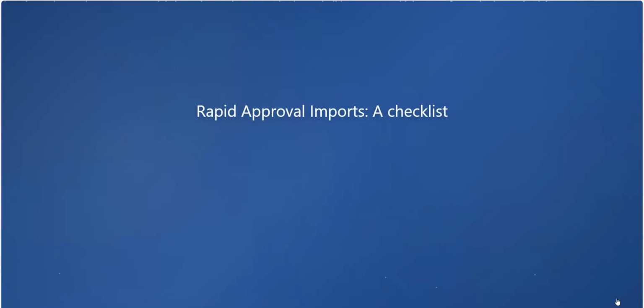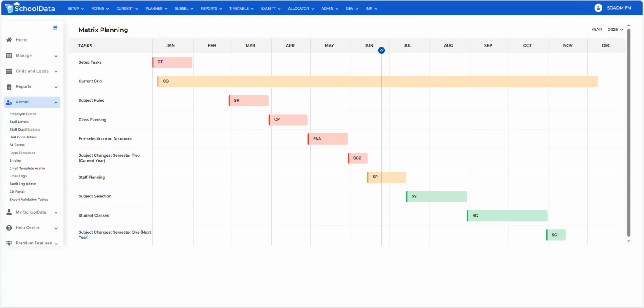In this video, we're going to show you how to import your data, grant access to anyone who needs to provide approval to a student to study a subject, and impersonate a teacher to see what they can see when they log in to grant approvals for students. As always, we start in the matrix planning screen. From this screen, click on the P&A tile for pre-selection and approvals and go straight to the approvals database.